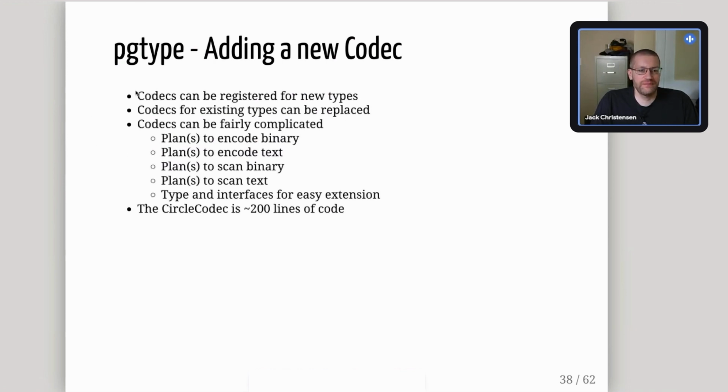But it is fairly complicated because you need to handle encoding binary, encoding text, and scanning binary, scanning text. You end up with these interfaces like that circle scanner and circle valuer. And to give you an idea, circle is about as trivial as a Postgres type as you're going to find. And the codec there is like 200 lines of code. So you can do it, but it's a fair amount of work. And if the package docs talk some about it, you'd also want to actually look at the circle codec or a similar simple one to get an idea.